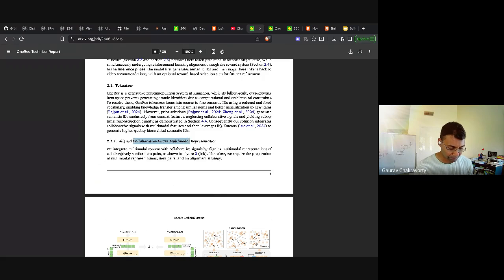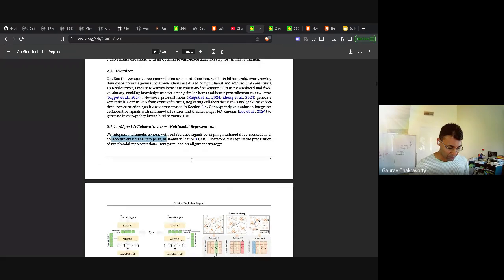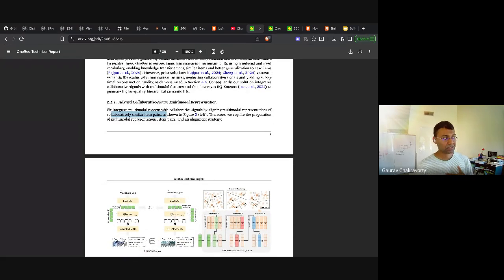They say that we integrate multimodal content, but they also align them by collaboratively similar pairs. And this is important because when we talk about generative recommendations, this changes, right? Imagine there's a user who's watched a video and in the same session watched another video. A very common assumption, in fact probably one of the most successful retrievers in the traditional cascaded recommendation system, is called item-to-item recommendation, which takes these co-watched videos.